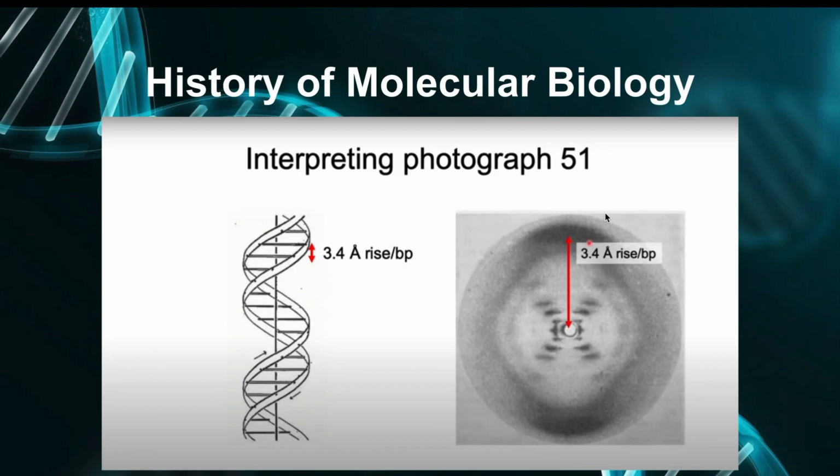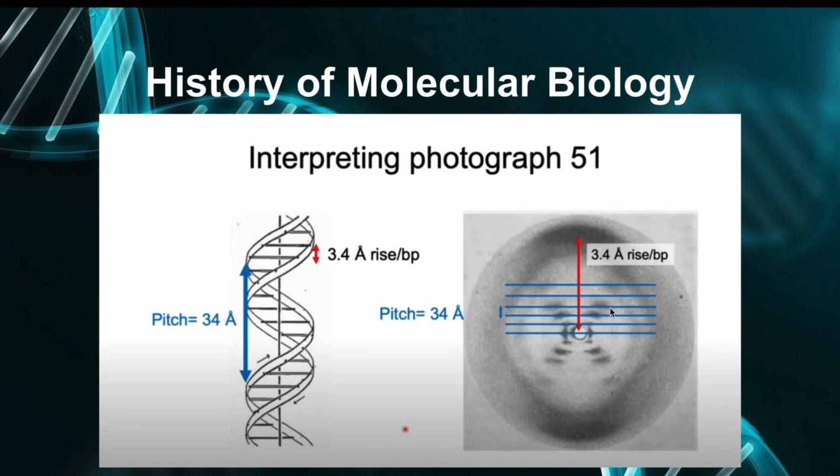Now, the second thing we learn from the photograph comes from the position of this dark spot over here. From the distance from the center to the dark spot, that tells us that the fundamental repeats of the helix are 3.4 angstroms apart, or the DNA helix has a 3.4 angstrom rise per base pair.